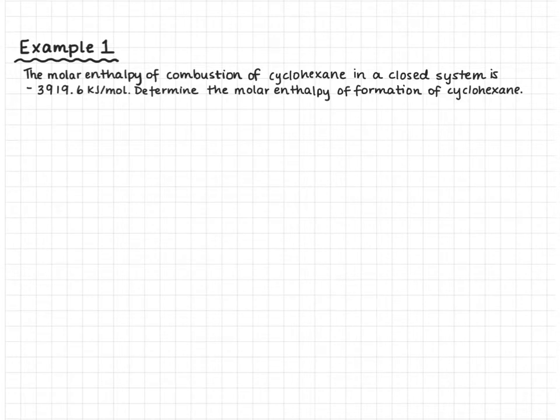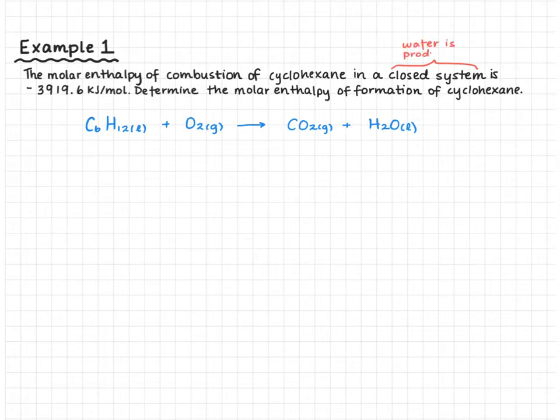Cyclohexane has the chemical formula C6H12. And in combustion, it's going to combine with oxygen to form carbon dioxide. And since it's a closed system, we're going to form water as a liquid. So whenever combustion takes place in a closed system, water is going to be a liquid as a product. So we have our reaction.